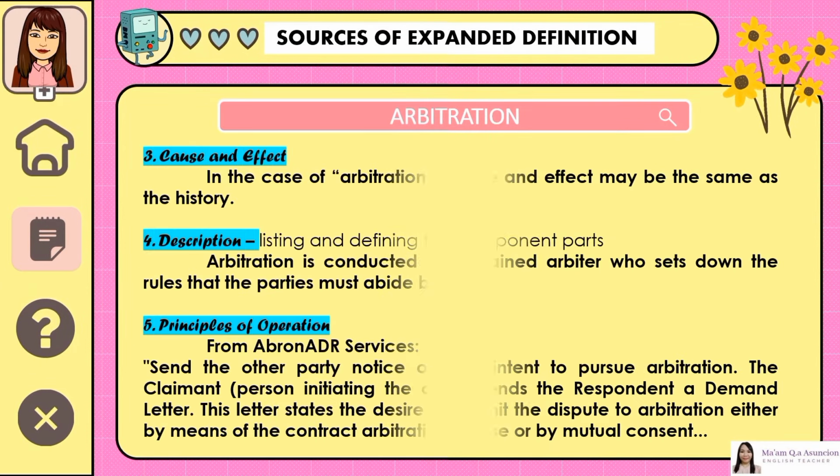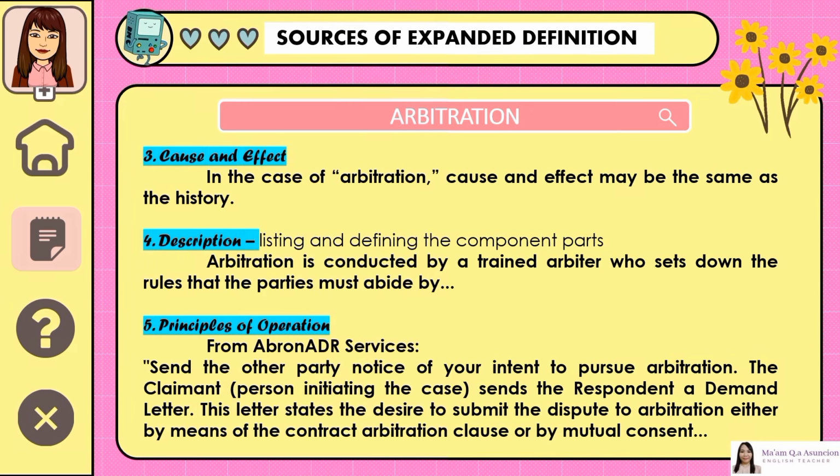Number 3, cause and effect. In the case of arbitration, cause and effect may be the same as the history. Number 4, description, listing and defining the component parts. Arbitration is conducted by a trained arbiter who sets down the rules that the parties must abide by. Number 5, principles of operation.